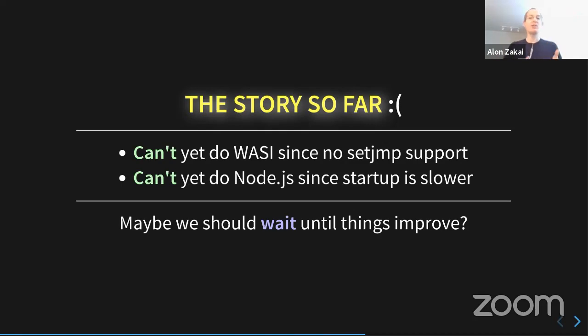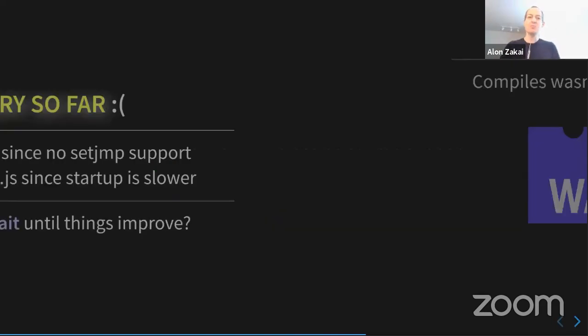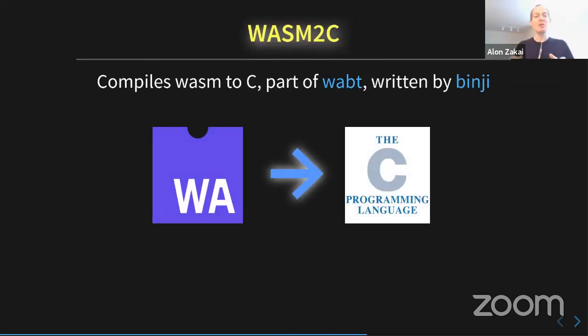So maybe we should just wait until things improve, because as I said, these are limitations right now. WASI will eventually get setjmp support, so we can run in Wasm VMs. And Node.js will probably improve the startup thing by adding automatic caching or some other mechanism. So we could wait, but I have about a third of the talk left, and there is another option.